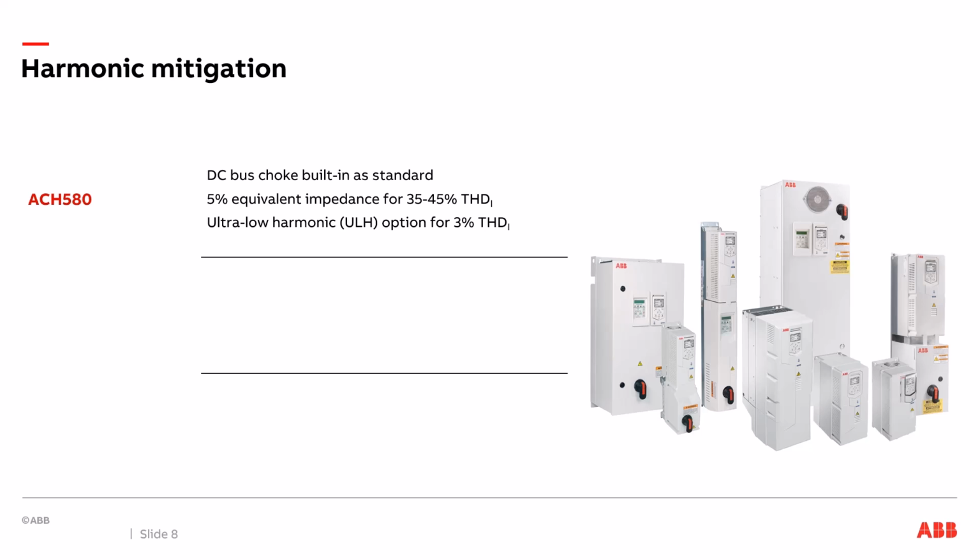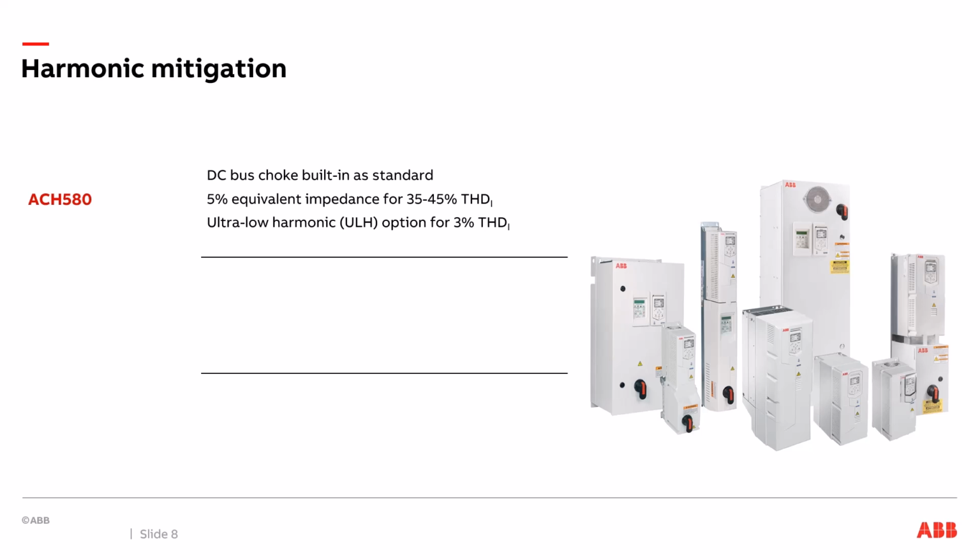What I want to do here is just compare the harmonic mitigation hardware involved between the 3 different drives. Starting with the ACH580, it's got a DC bus choke built into it as standard, 5% equivalent impedance. That's usually going to get you in that 35 to 45% total harmonic distortion of your current. Looking at THDI, total harmonic distortion of your current, is usually the best way to compare one solution to another, as far as first trying to compare apples to apples.